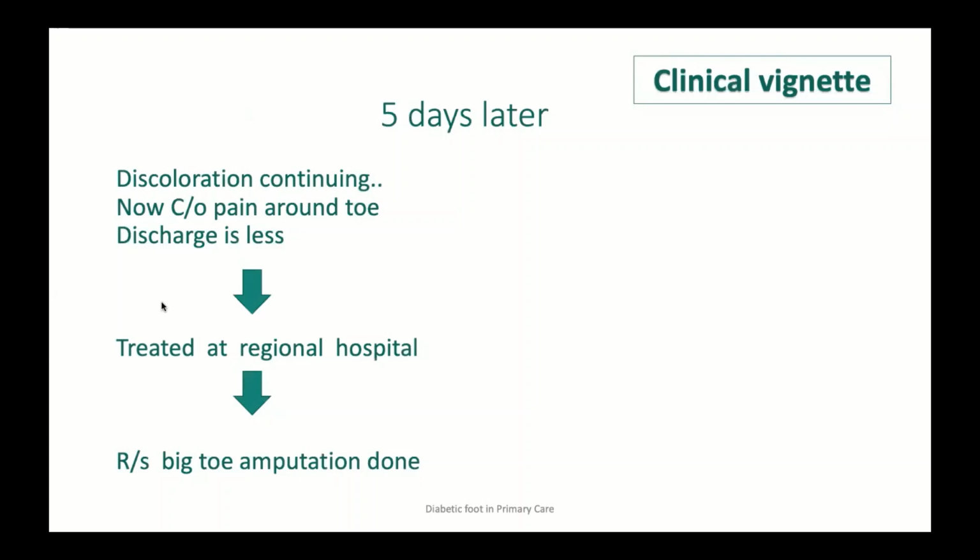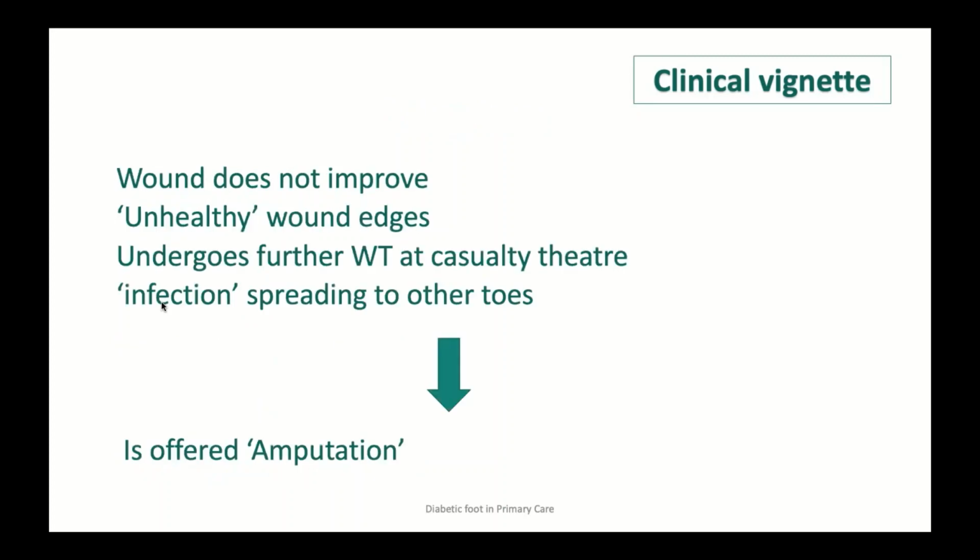But even after 5 days, the patient comes back. The discoloration is continuing. Now he complains of pain around the toe. With the antibiotics, the discharge is less, but still there's a problem happening. He goes to the local hospital, and they felt that there's a diabetic foot infection involved in the toe, and a toe amputation was done.